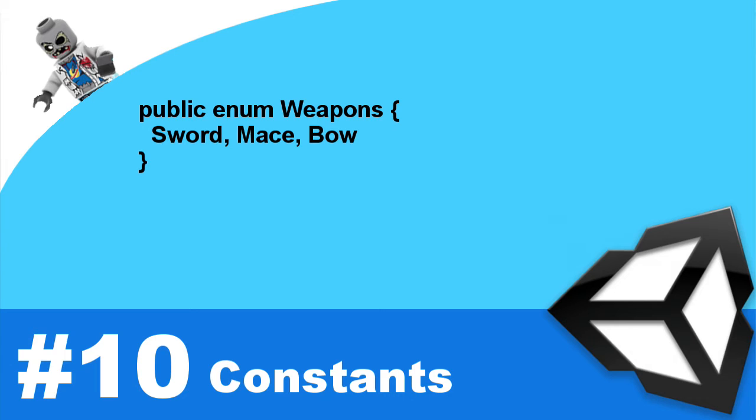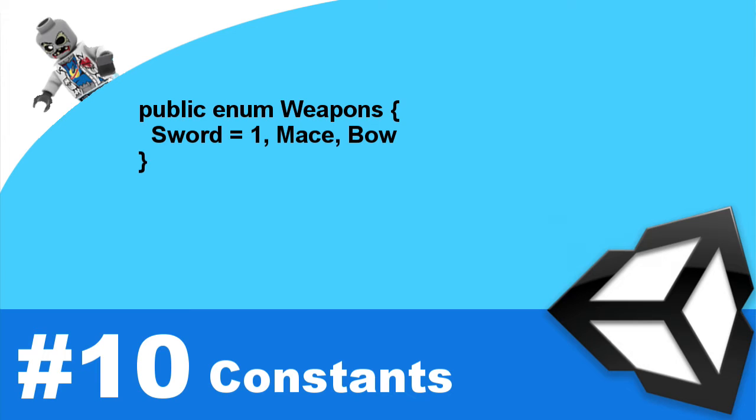Enumerations have the benefit of being like a constant because they have values. What C# does is assign the first item in our enumeration a value of 0. The second one is a value of 1, and the bow is a value of 2, and so forth. It just keeps on going up. You can actually assign your own values if you want. For instance, if we wanted the sword to be value 1, we could put Sword equals 1. Then the mace would be 2, the bow would be 3, and so forth.